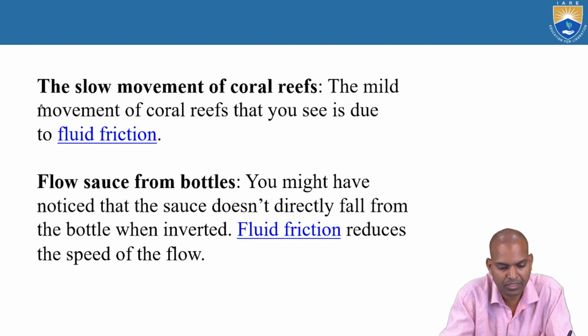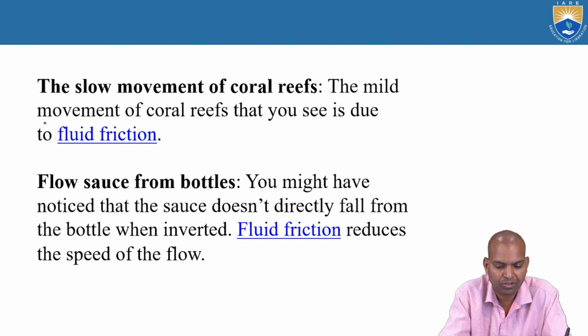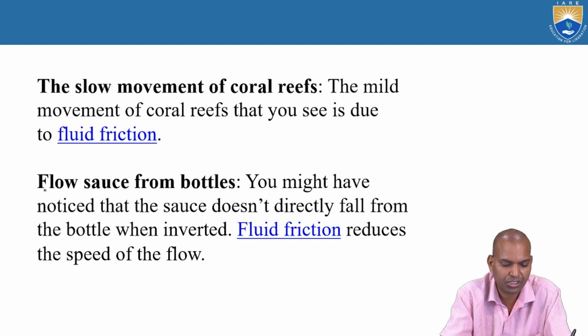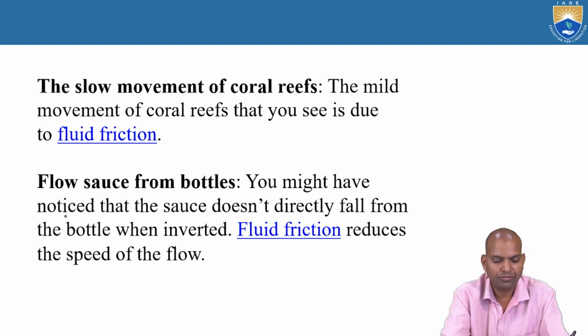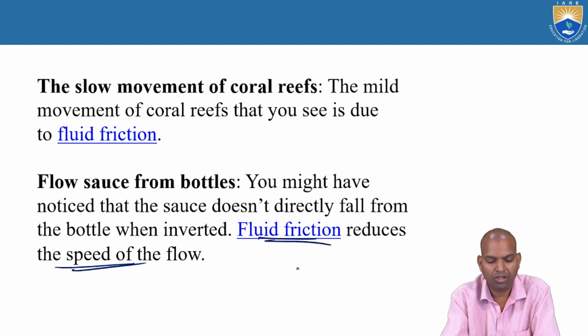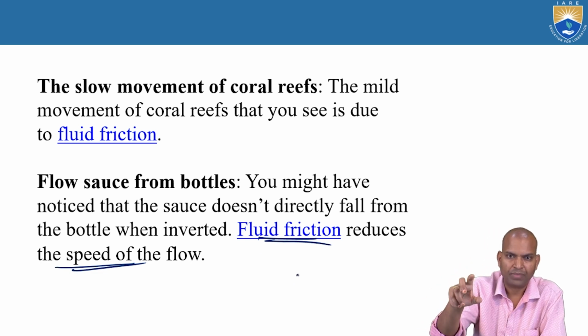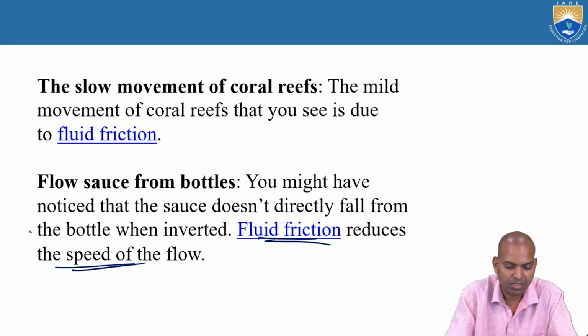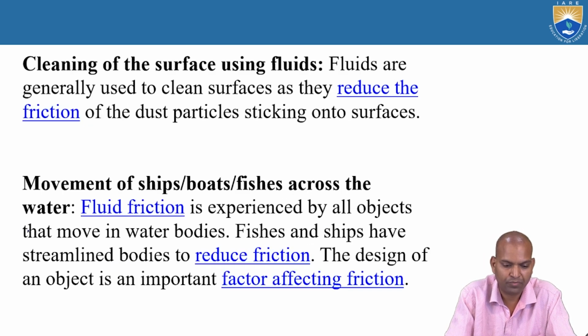The next example is the slow movement of coral reefs. The mild movement of coral reefs that you see is due to fluid friction. Next, flow of sauce from bottles. You might have noticed that sauce does not fall directly from the bottle when inverted. Fluid friction reduces the speed of the flow. Like honey: if there is honey in the bottle, you pour it, but due to viscosity, it slows down. This fluid friction reduces the speed of the flow.